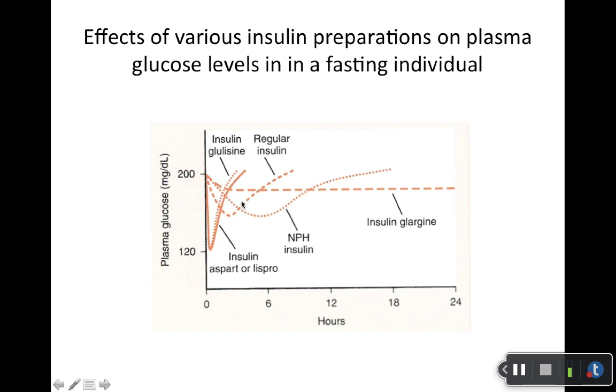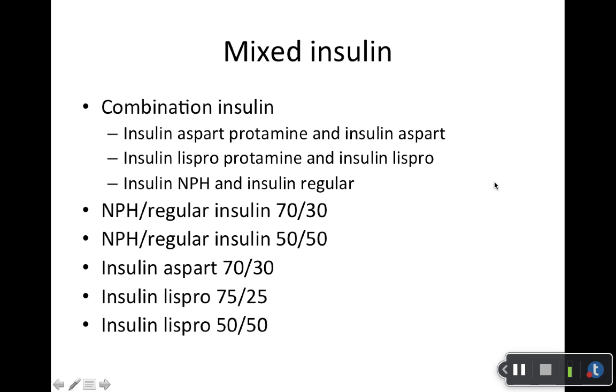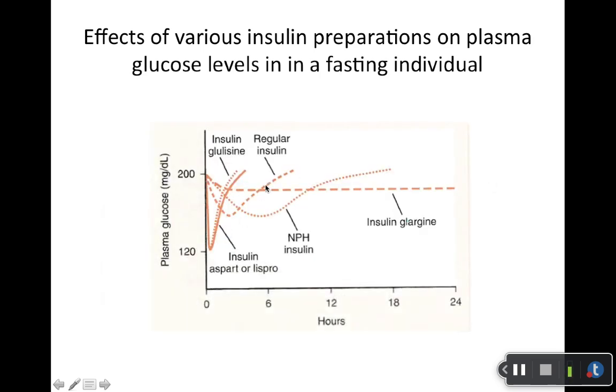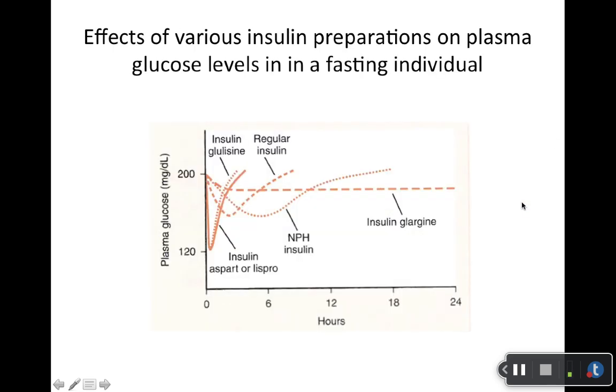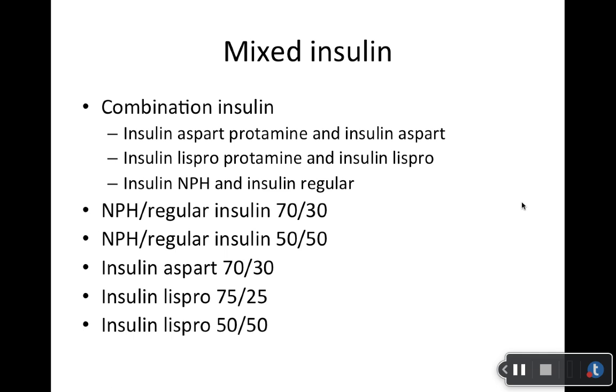And this is just a visual representation. It kind of was what I was talking about, that this is a long-acting insulin. It has the plasma glucose, it's a more steady sort of line on the graph, versus the other insulins, which have the different peak effect. So, this is just illustrating the peak effect of the different insulins. Mixed insulins. So again, you don't have to memorize these.